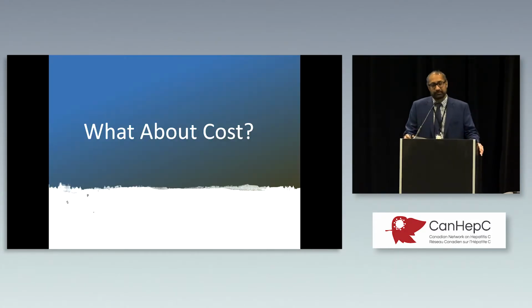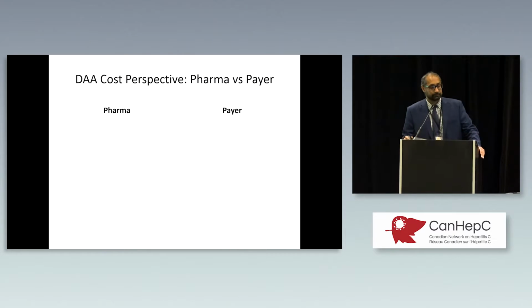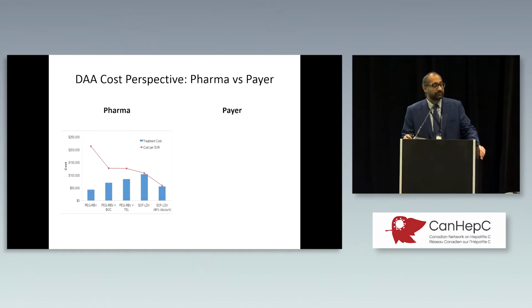So what about the costs? We cannot ignore cost. Look at the perspective of cost, DAA cost from pharma versus payers. The left figure shows, from pharma's perspective, the cost of peg-interferon ribavirin, the first generation DAAs, and then sofosbuvir-ledipasvir, the oral DAAs when they became available, close to $84,000.